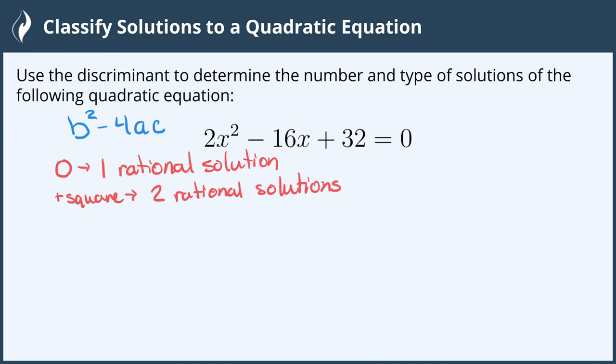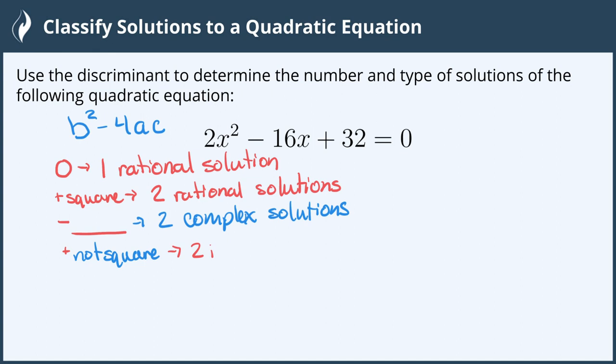If we go through it and we get a negative, whether it's a square or not, it doesn't matter. This will give us two complex solutions. Remember, complex meaning that it has an imaginary portion. If we go through this and we get a positive, but it's not a square, this tells us that we will have two irrational solutions.